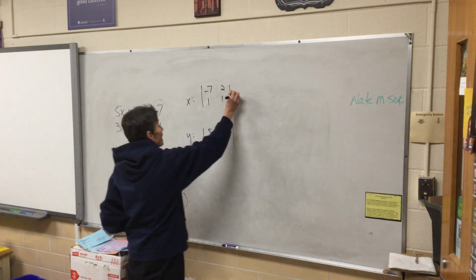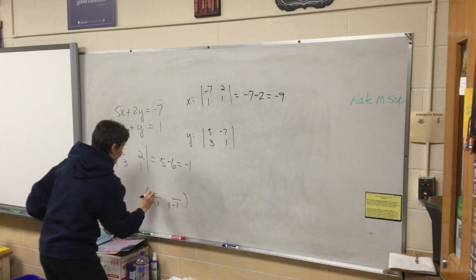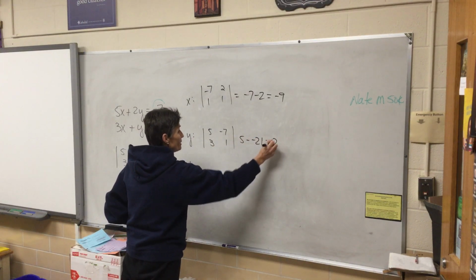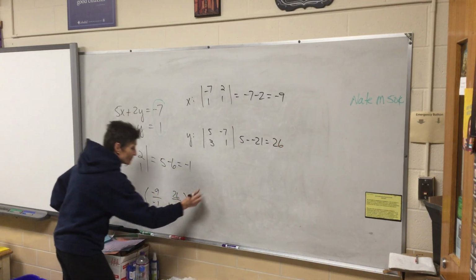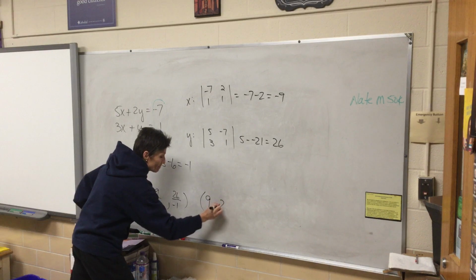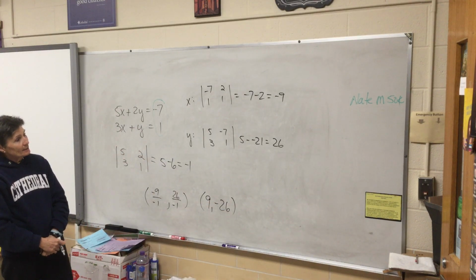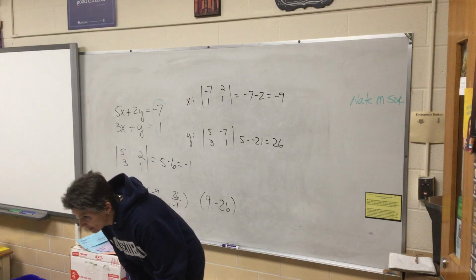All right, now what do they got? -7 minus 2, or -9. And 5 minus -21, or 26. So I would probably write my final answer as 9, -26. Any question about that?